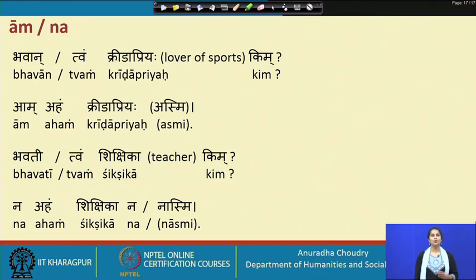So, the yes or no in Sanskrit is am or na. So, if the question is Bhavan or Tvam krida priyaha kim, and if yes, he would say am, aham krida priyaha. If it's a lady, you would ask Bhavati or Tvam shikshika kim, and the answer is na, aham na shikshika or aham shikshika nasmi.